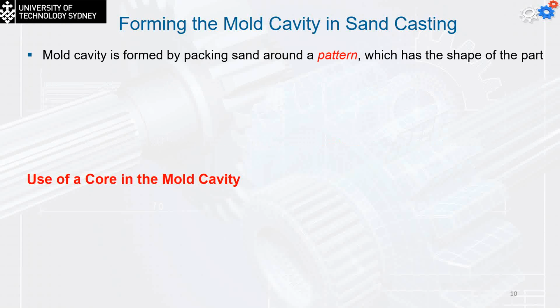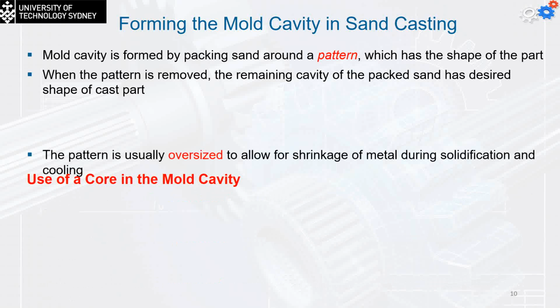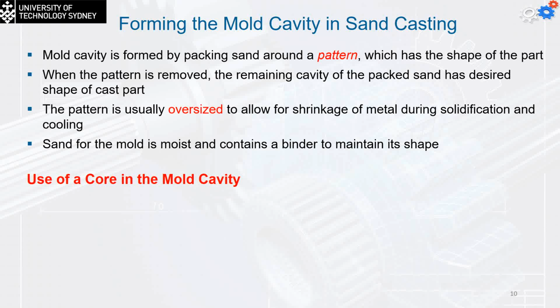So forming the mold cavity in the sand casting, the mold cavity is formed by packing the sand around the pattern, which has the shape of the part we would like to have. When the pattern is removed, the remaining cavity of the packed sand has the desired shape of the casted part. The pattern is usually going to be oversized, as we mentioned earlier, to allow for the shrinking of the metal during the solidification and the cooling process. And the sand for the mold is usually going to be moist and contain a binder material to maintain the shape.